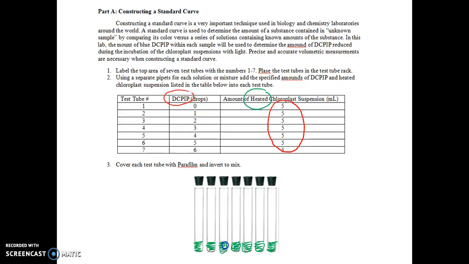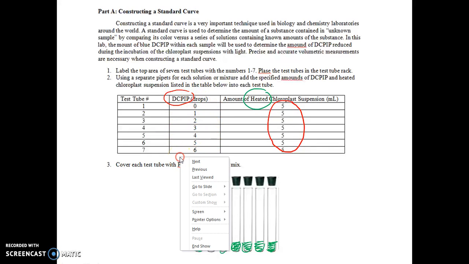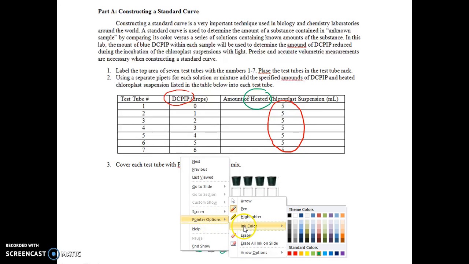Okay, so what we've done is we've actually denatured the proteins of the photosystem. So they're not really going to be doing much. You can think of them as dead. And so then we're going to put the DCPIP, okay? And so that's blue. So let me switch colors here.